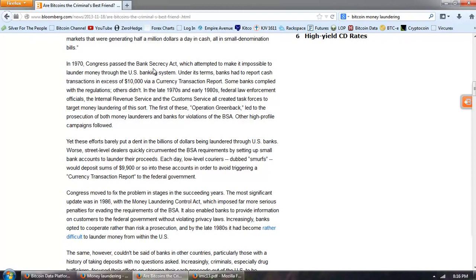In 1970, Congress passed the Bank Secrecy Act, which attempted to make it impossible to launder money through the U.S. banking system. Under its terms, banks had to report cash transactions in excess of $10,000 via a currency transaction report. Some banks complied with the regulations, others didn't. In the late 1970s and early 80s, federal law enforcement officials, the Internal Revenue Service, and Customs Service all created task forces to target money laundering of this sort. The first of these, Operation Greenback, led to the prosecution of both money launderers and banks for violations of the BSA. Other high-profile campaigns followed.